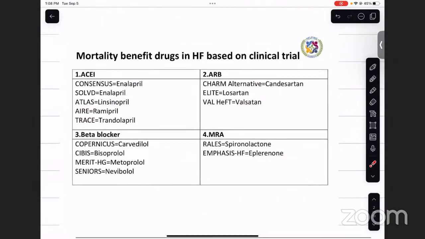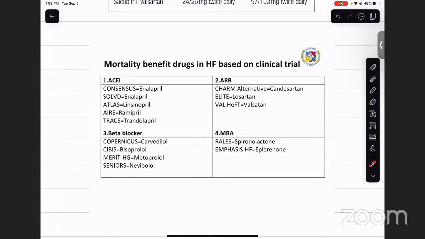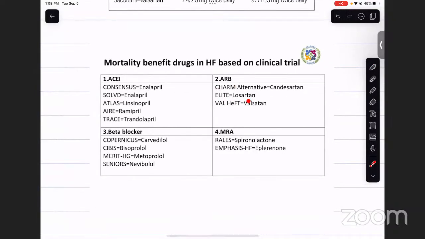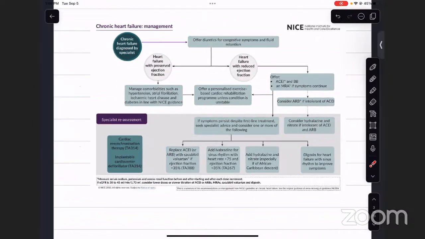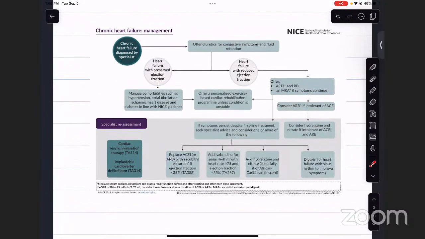And here is some research and clinical trials on the management of heart failure with ACEI, with enalapril, that is the CONSENSUS trial, and enalapril also in SOLVD, and lisinopril in ATLAS. So these are the popular and important trials in heart failure management. Also, there are CHARM and ELITE for losartan, and Val-HeFT for valsartan. So these are called mortality benefit drugs in heart failure based on clinical trials. Okay, here is this nice guideline for management of chronic heart failure.